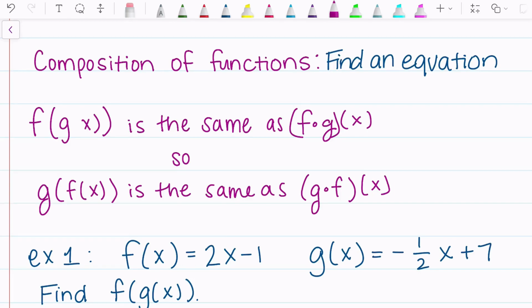This video covers how to find a new equation when given the composition of functions. In a previous video, I showed how to plug a value into a composition of functions. Now this is going to be just finding the new equation.